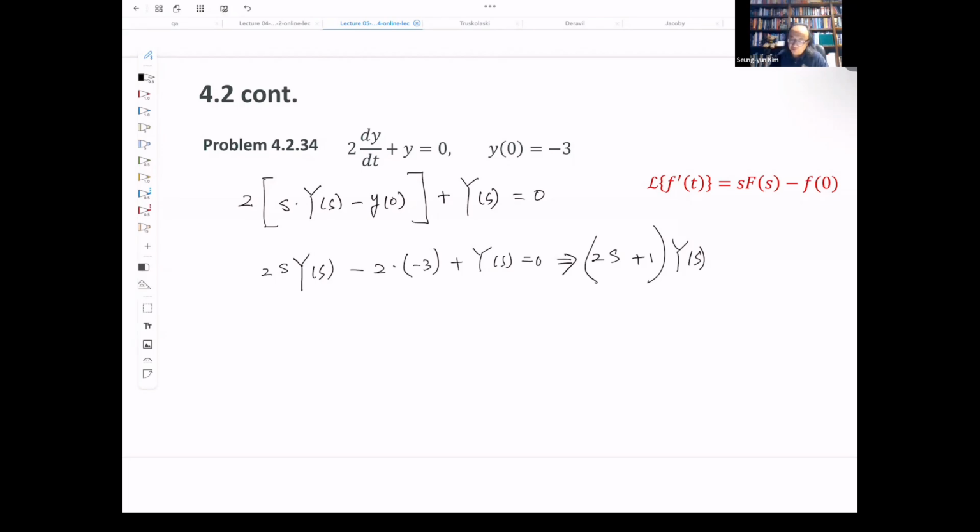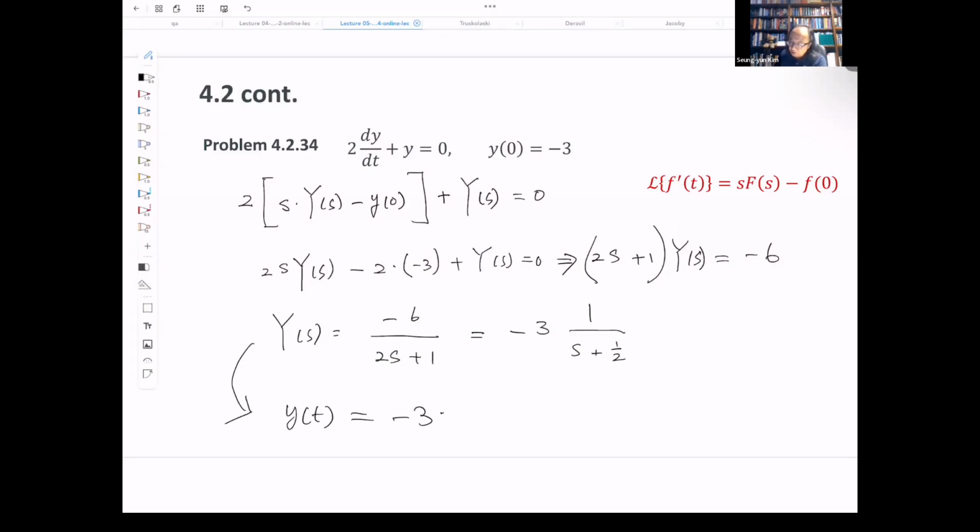Then negative 2 times negative 3 is a positive 6. You move it to the other side, and it's going to be negative 6. And capital Y of s equals negative 6 over 2s plus 1. We can divide top and bottom by 2: negative 3 times 1 over s plus 1 over 2. And if you take the inverse Laplace transform, that is negative 3 e to the negative 1 over 2 t.